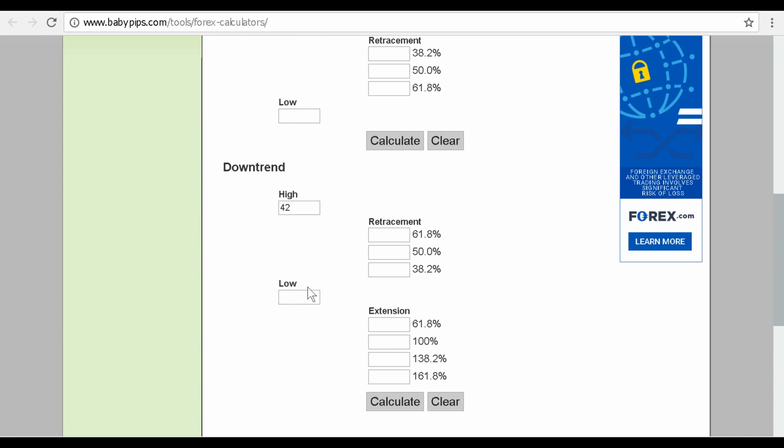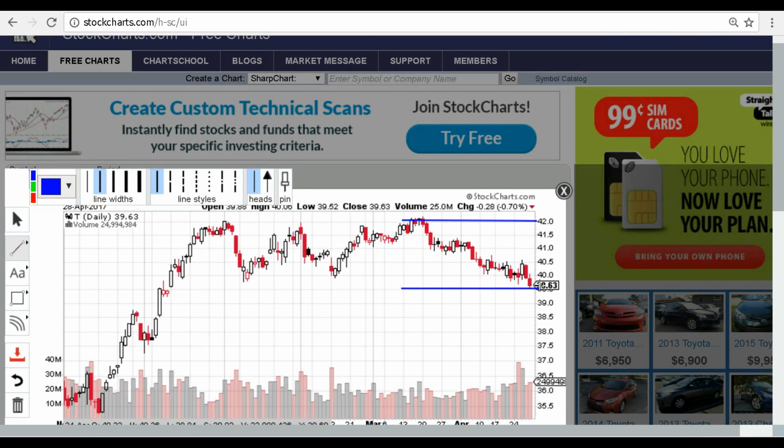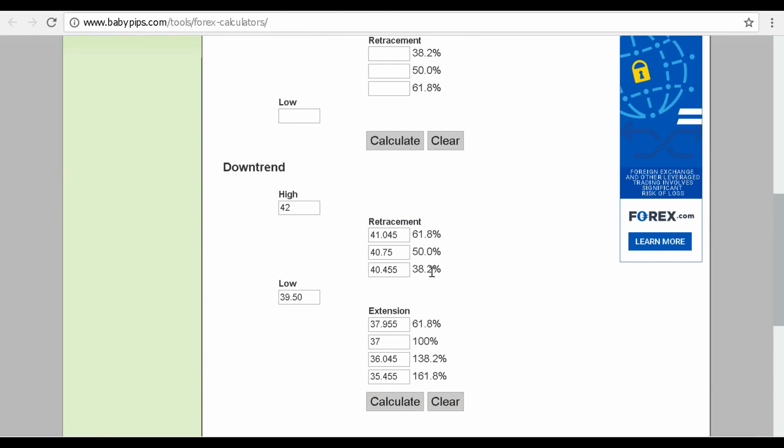42, 39.50. Let's calculate that. All right, we're focusing on the retracement, not on the extension today. Let's plot the first point at, let's say, the 61.8. All right, so we're going to go, actually no, let me do it right. Let's start at the 38.2% retracement, which is not much of a retracement, and that's 40.455. Okay, so 40.45. Let's say 40 and a half.